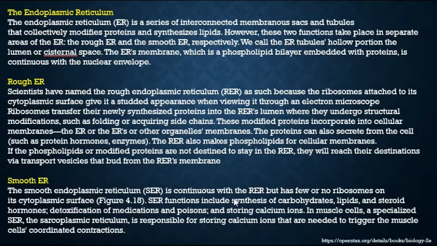The smooth ER is continuous with the RER but has few or no ribosomes on its cytoplasmic surface. Smooth ER functions include synthesis of carbohydrate, lipid and steroid hormone, detoxification of poison and storing calcium ion. In muscle cells, a specialized smooth ER, the sarcoplasmic reticulum, is responsible for storing calcium ion. These ions are needed to trigger the muscle cell's coordinated interactions and movements.